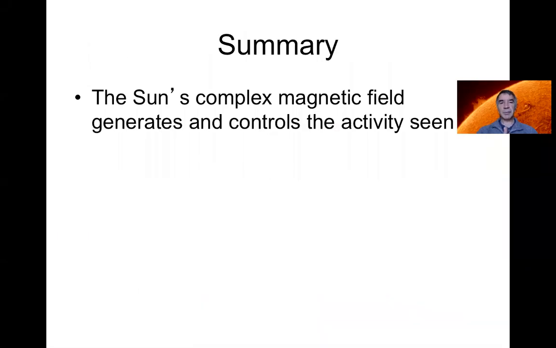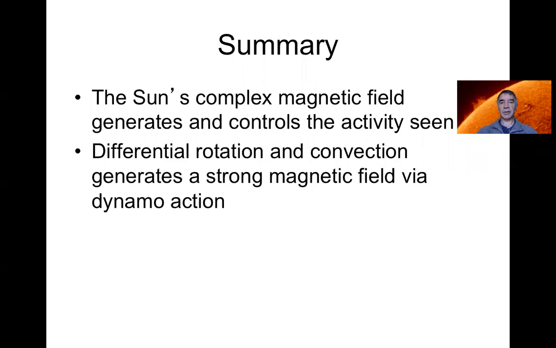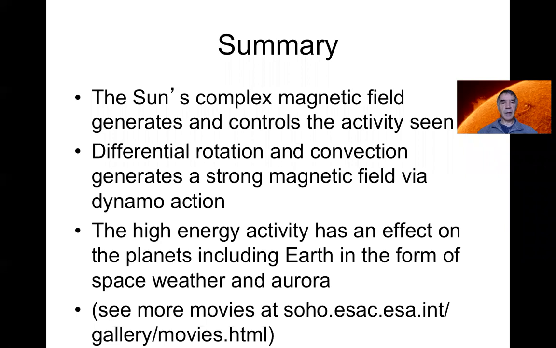Okay, so let's summarize all of this. The sun has this very complex magnetic field that you've just seen, and you've got this dynamo going on that controls all of the activity we see. All of these phenomena, the sunspots and all the related corona activity, are generated by the differential rotation and convection. That's what generates the dynamo, which gives rise to the strong magnetic field. And we'll see in a moment, I'm going to show you a few more movies.